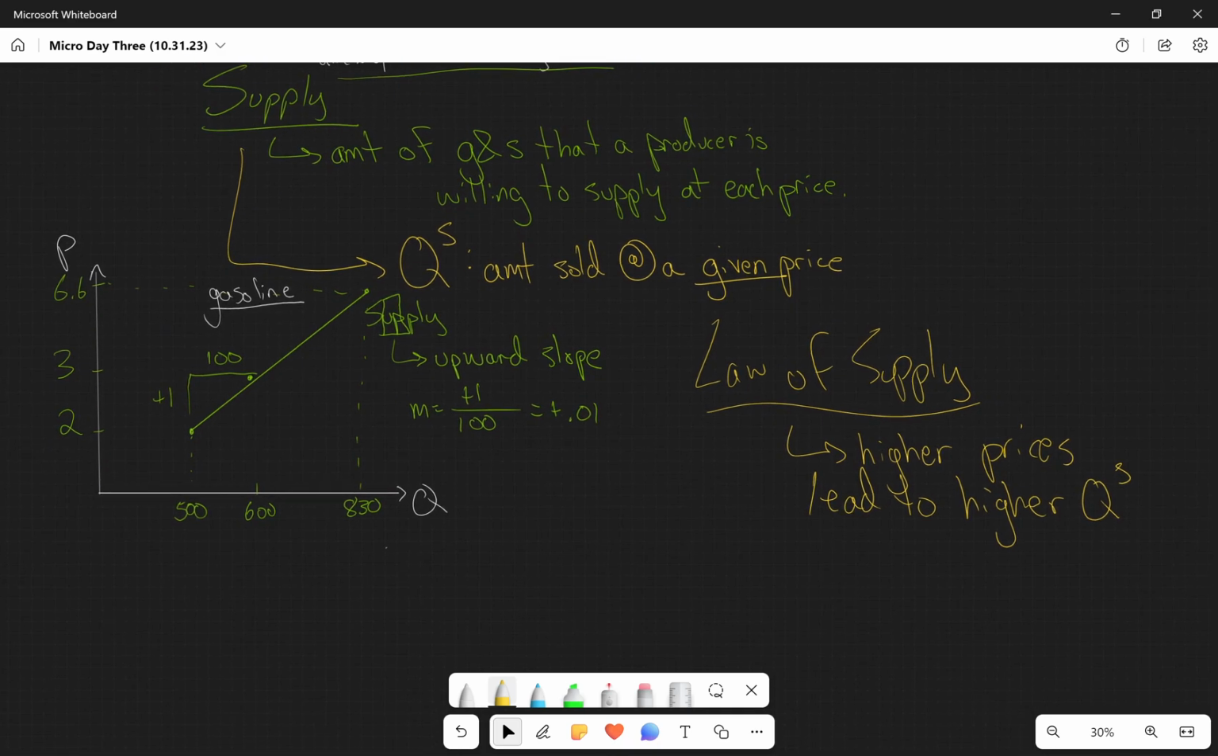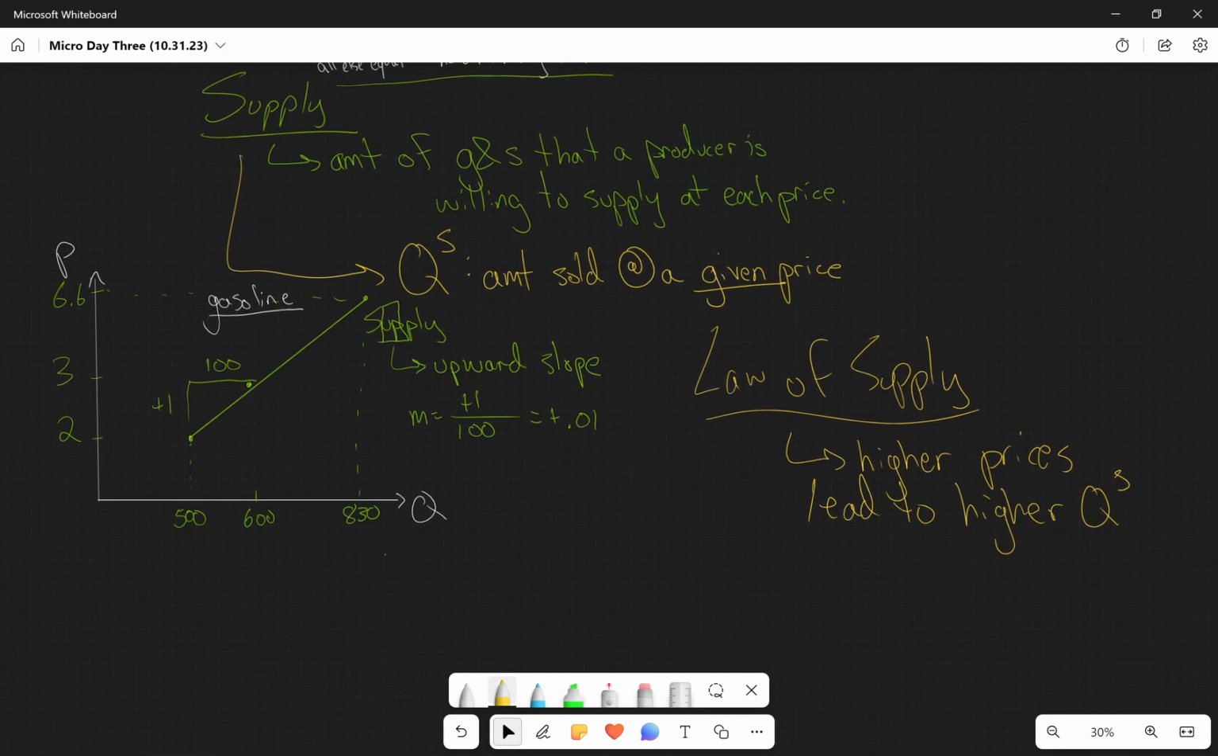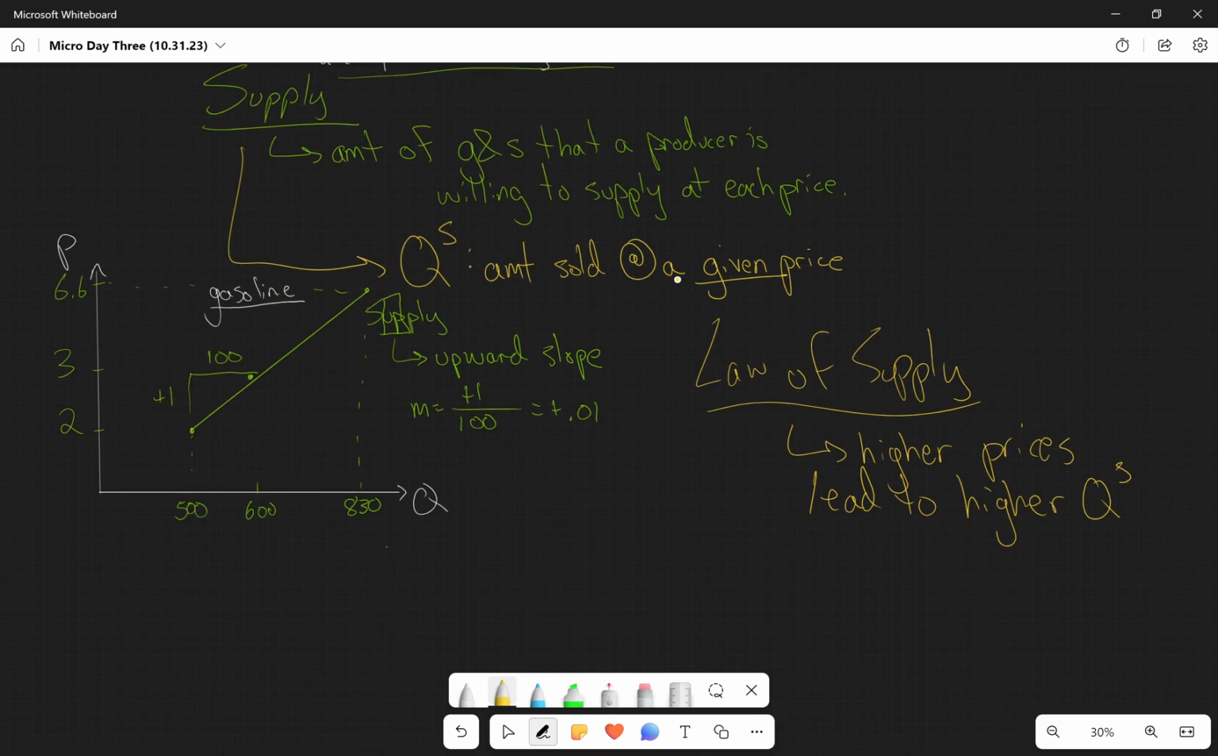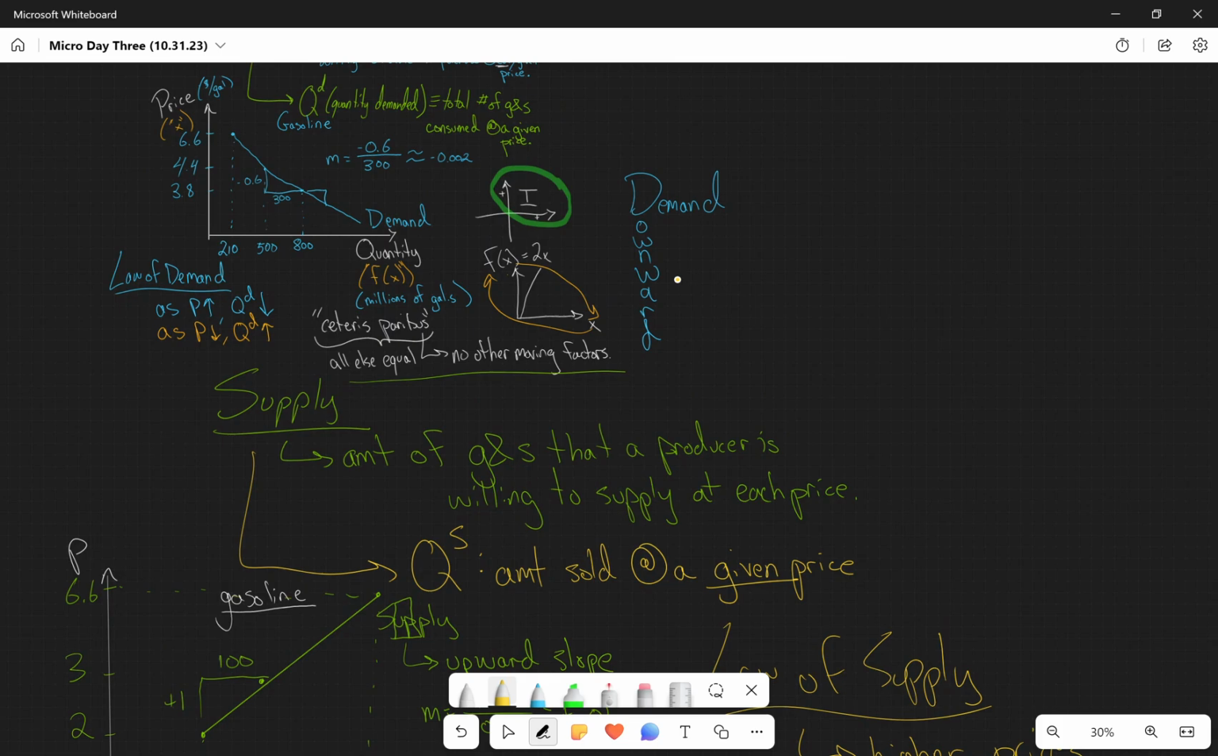All right, so we learned about supply. We learned about our nice mnemonic, upward sloping supply. It's got "upright" in the name. We went back and learned about the downward sloping supply mnemonic. They both start with D.